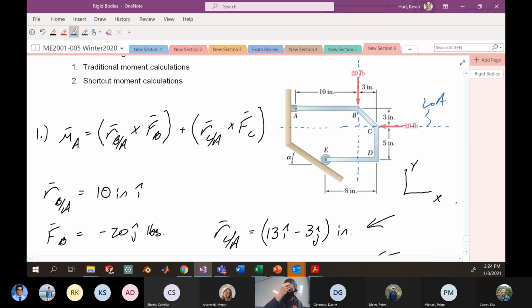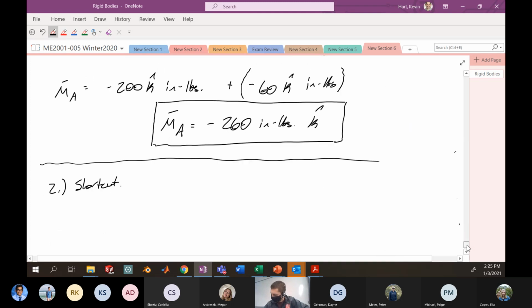And what I want you to notice is that the perpendicular distance between the line of action of that force at C and the point A is just simply this height here. That is the perpendicular distance between the force at point C and my point A. It'll be important later. Similarly, the perpendicular distance between point A and my force at B is this 10 inches here. That's the perpendicular distance between the line of action of the force at B and the point A. So with that in mind, let's use our shortcuts and think about what's happening here.